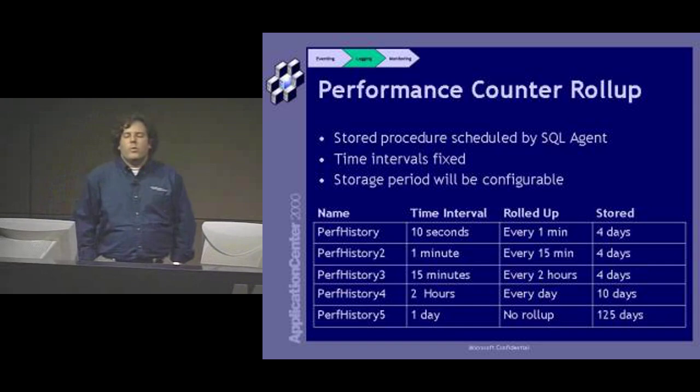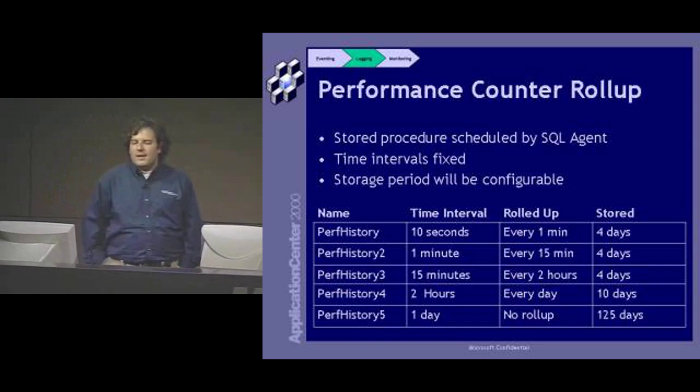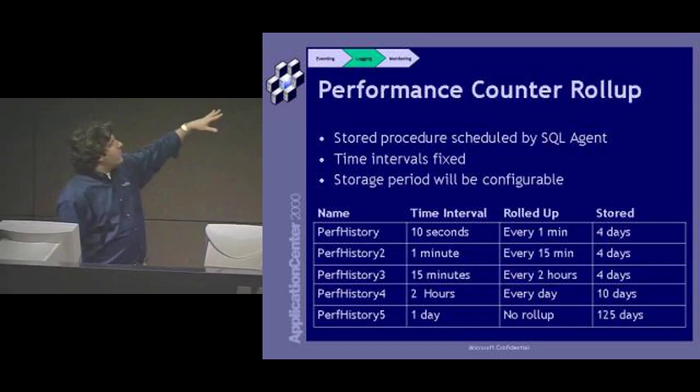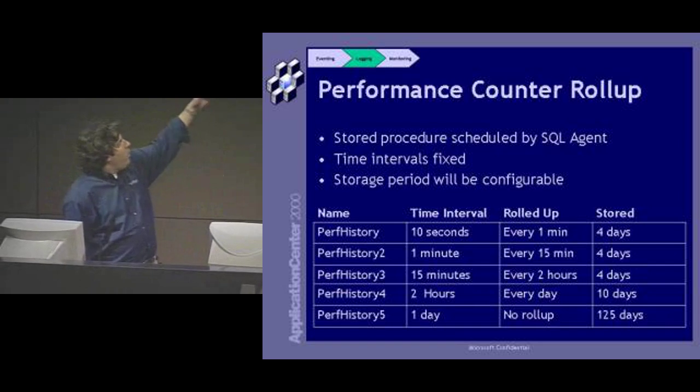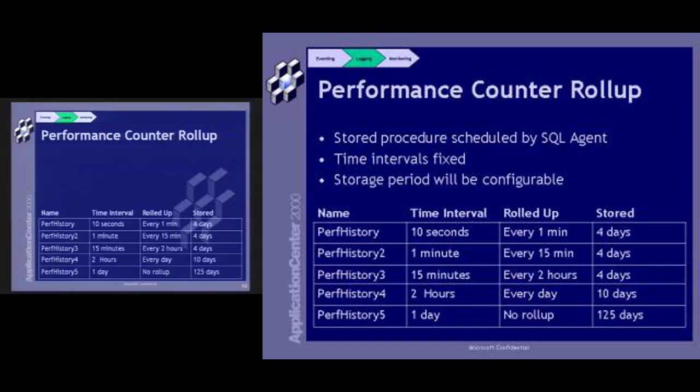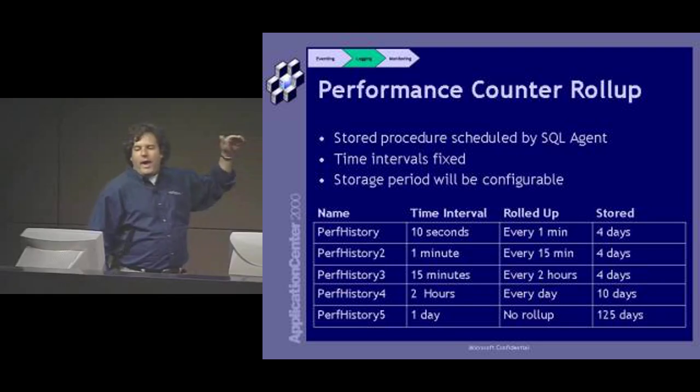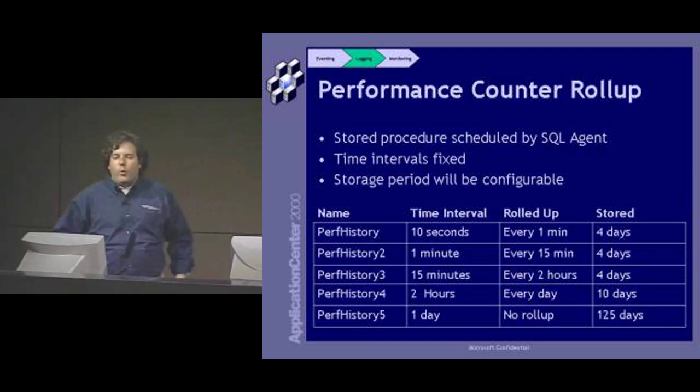As I said earlier, we store the performance counters as 10-second data and then roll them up in the other tables. So every minute, we roll up the 10-second data to one minute data. Every 15 minutes, that gets rolled up to 15-minute data. Every 2 hours, that gets rolled up to 2-hour data. Every day, that gets rolled up to one-day data.